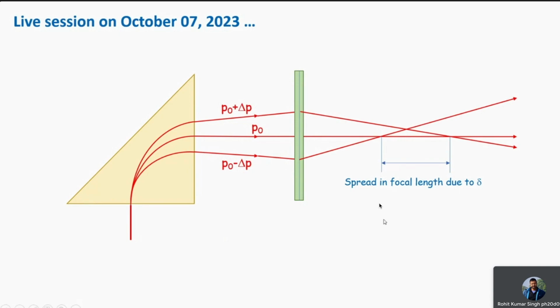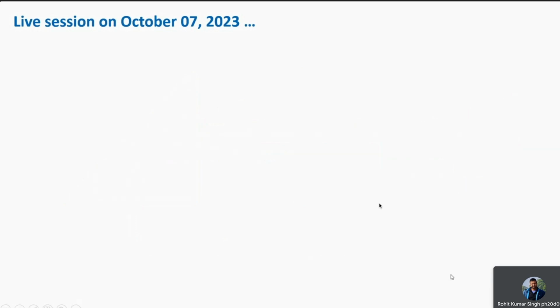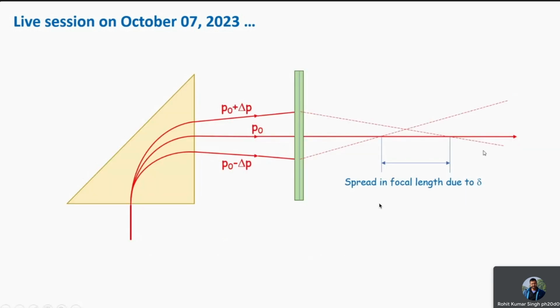Now chromaticity correction means this spread should become 0. So how can it be done? We will see it. So this is the spread. Now these are the dotted lines on which particles were going after passing through the quadrupole. Now if you want to make a point instead of this spread, what will you do? You need this trajectory to go from here and this trajectory should also go from here.